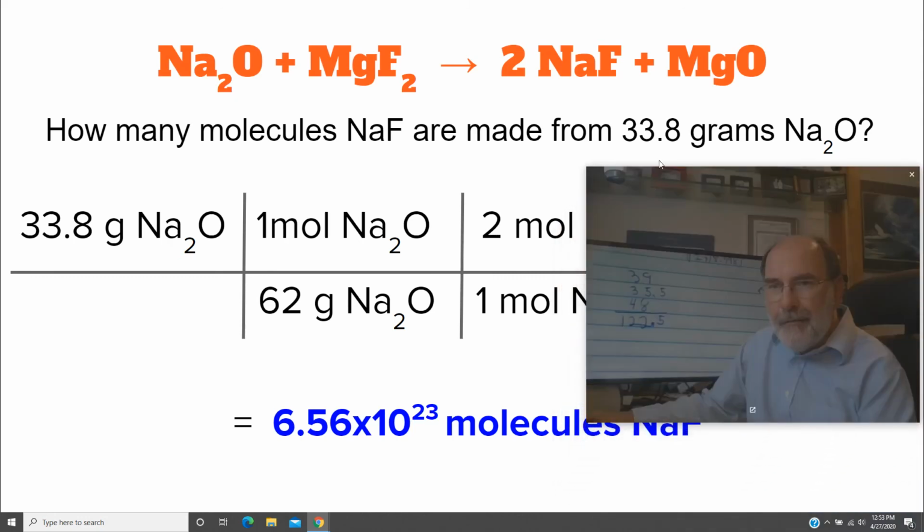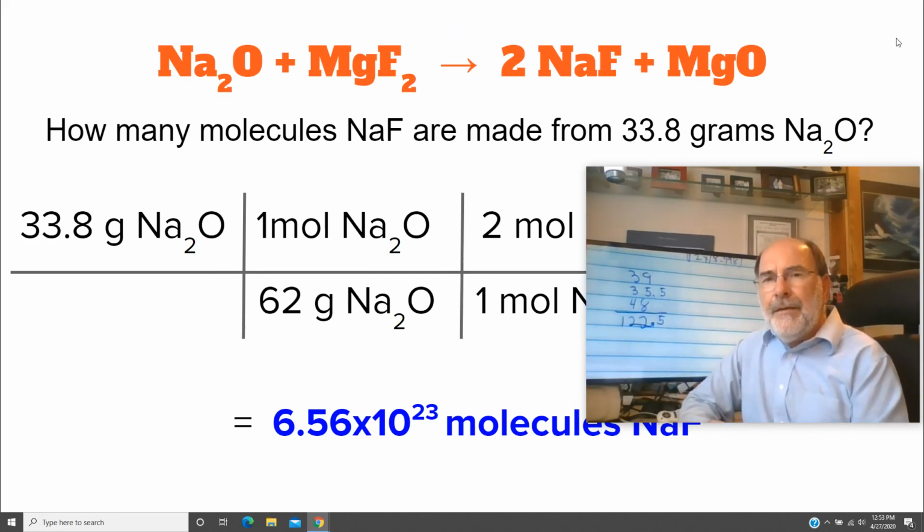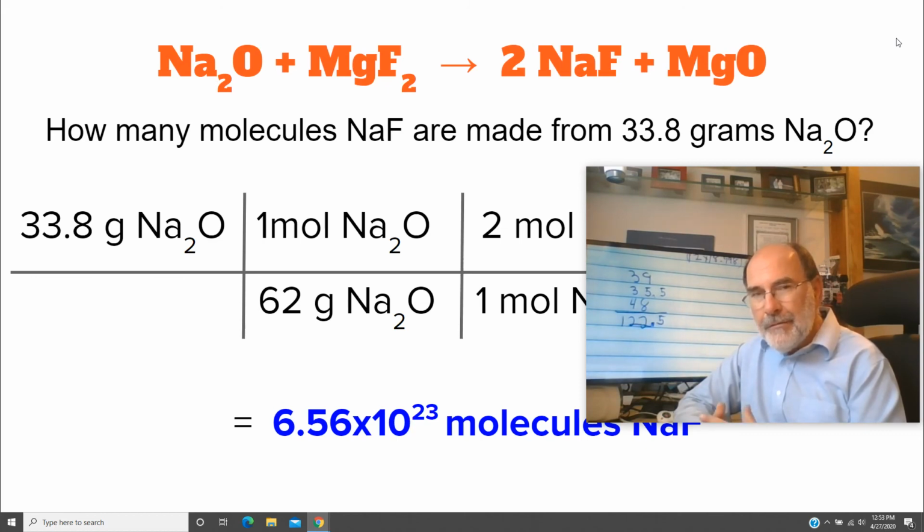All right, and now for my off-script question once again. What if I gave you 33.8 grams of each of the 2 reactants? So I gave you 33.8 grams of sodium oxide and 33.8 grams of magnesium fluoride. Calculate, please, which one is the limiting reactant in this situation? Pause, figure it out.